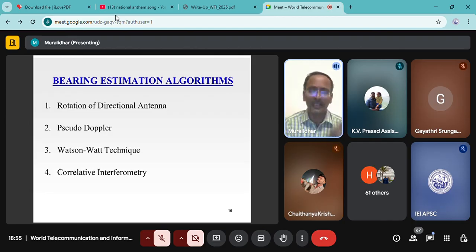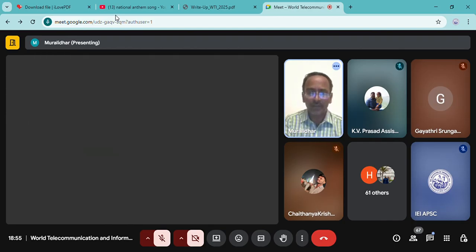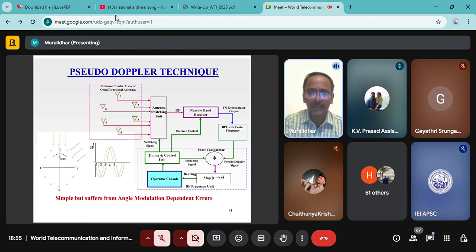Whenever this antenna is close to the receiving signal, the frequency increases, and whenever it is away from the signal, the frequency reduces. So that way the direction is formed. Now this is the Doppler principle.